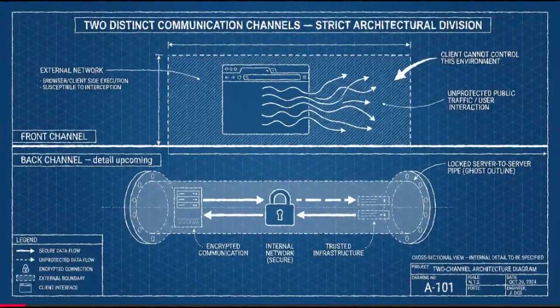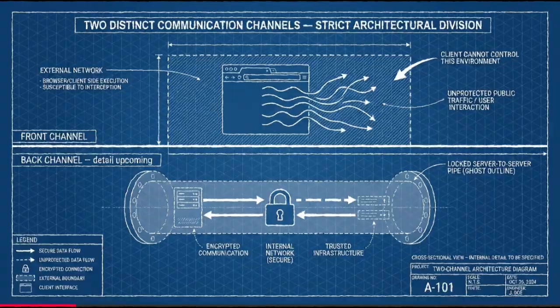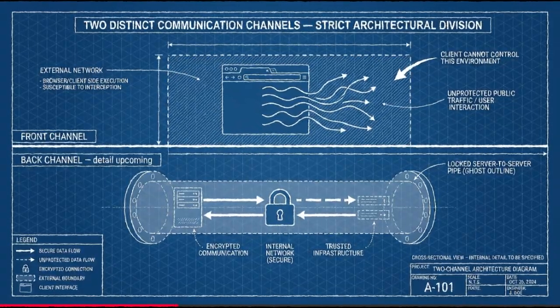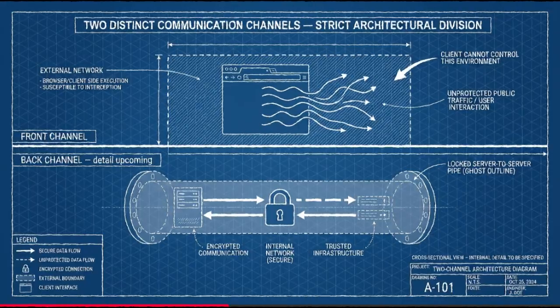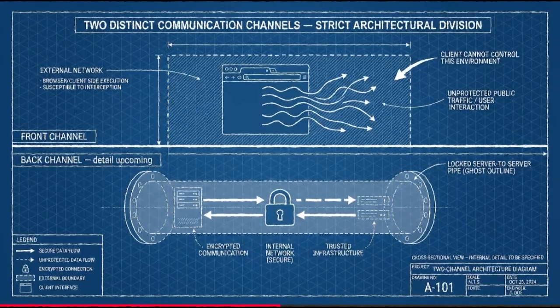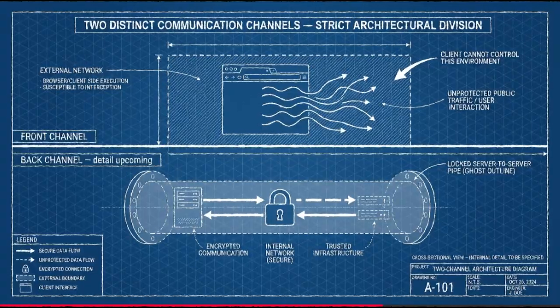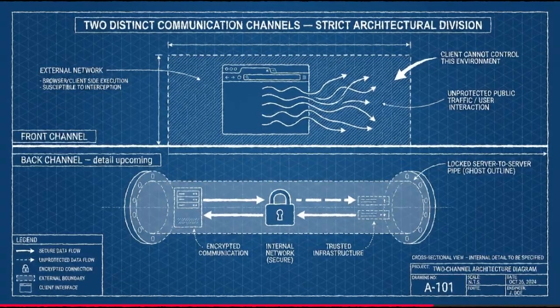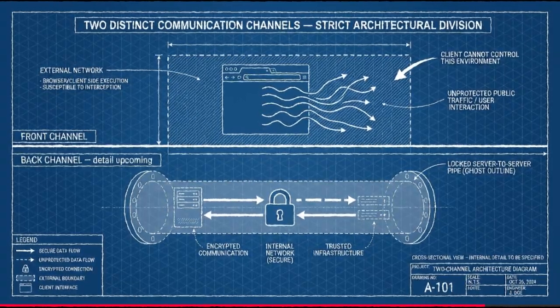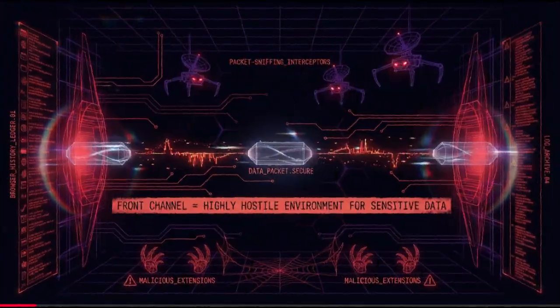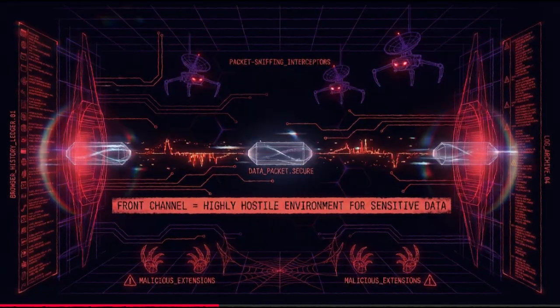And central to this architecture is the strict division between two distinct communication channels. You have the front channel and you have the back channel. The front channel represents the communication path executed via the user agent, which in most modern computing environments is the web browser. The defining characteristic here is that it relies on an execution environment the client application fundamentally does not control. Because it operates on the user's local machine, it is a highly hostile environment for sensitive data.